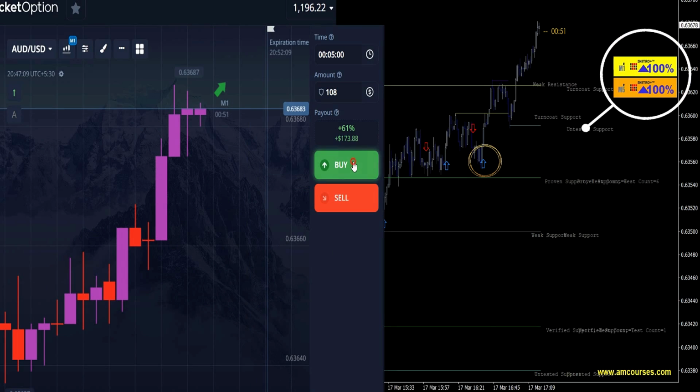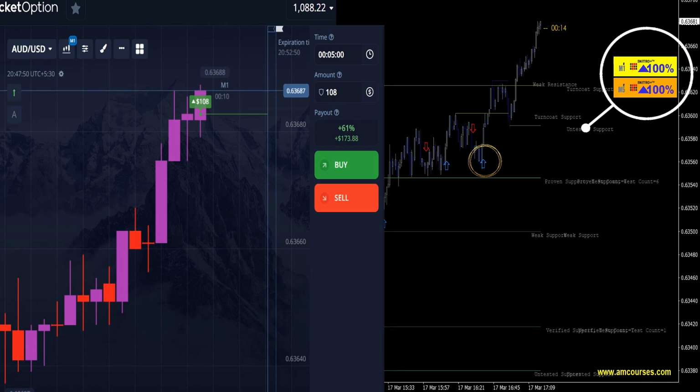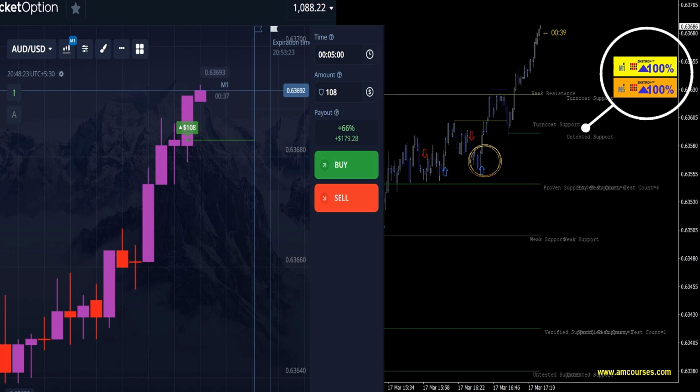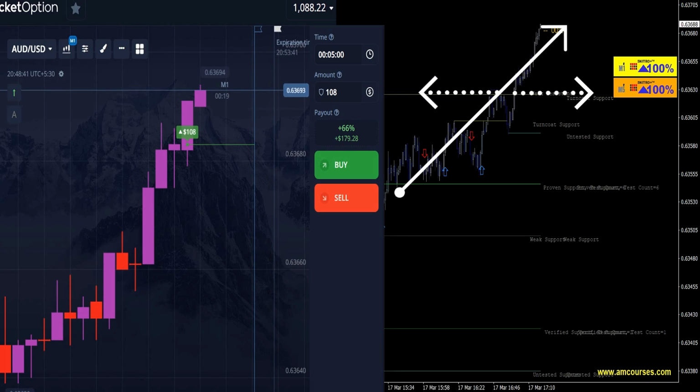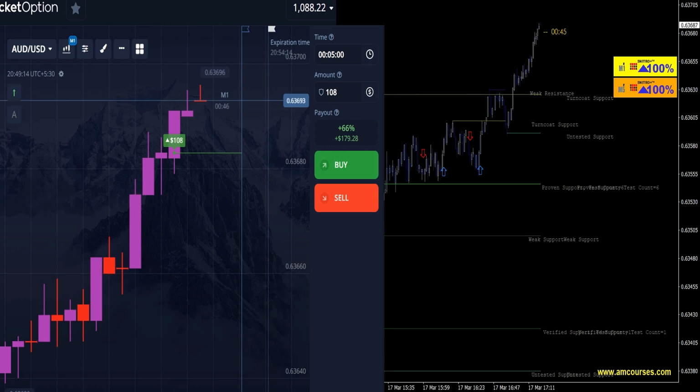Alright traders, the indicator has already given a buy arrow signal. Right now, we have buy signals on both the 1-minute and 5-minute timeframes. Buyer power is at 100%, which means strong momentum for a buy trade. The price is in an uptrend and has just broken the resistance level. Since all these signals align, this is a strong buy setup. Now that we've placed the trade, let's wait for the result.